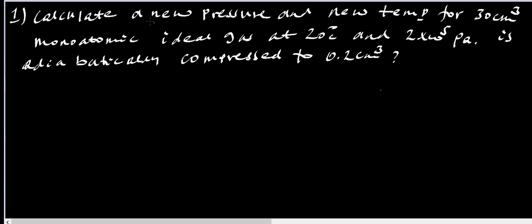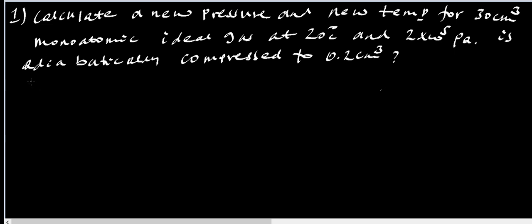Calculate a new pressure and a new temperature for a 30 centimeter cube of monatomic ideal gas at a temperature of 20 degrees Celsius and 2 times 10 to the power of 5 Pascal, adiabatically compressed to 0.2 centimeter cube.